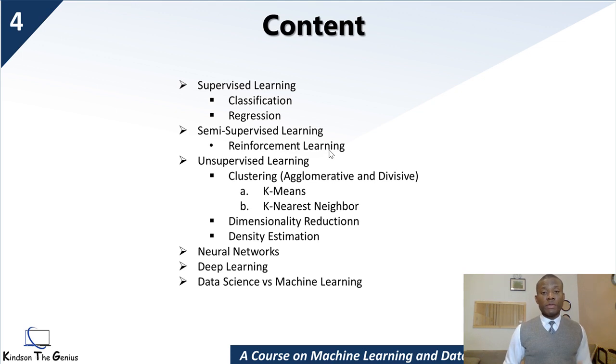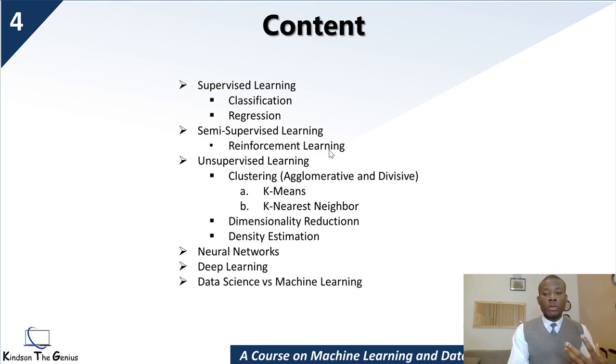So this is the content of today's lectures. We are going to be talking about supervised learning. Of course, this outline says everything in summary. Under supervised learning, we have classification and regression. Under semi-supervised learning, we have reinforcement learning. Then we have unsupervised learning, with clustering, dimensionality reduction, and density estimation. Under clustering, we have either agglomerative clustering or divisive clustering. We are going to be talking about this a bit later in this course.